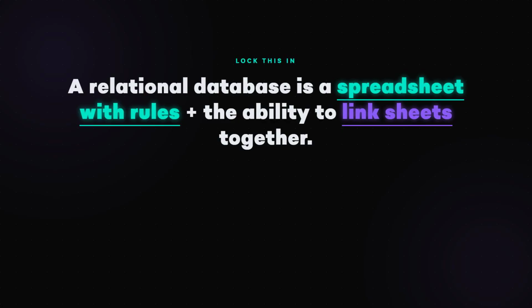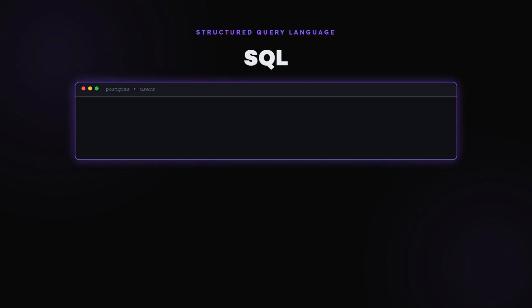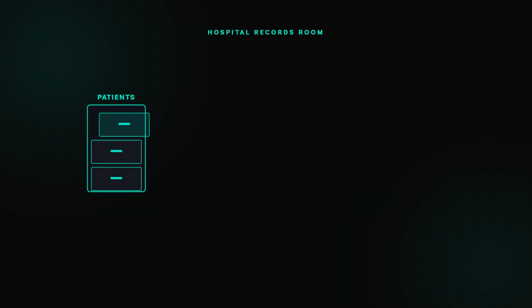Stick this in your brain forever. A relational database is a spreadsheet with rules plus the ability to link sheets together. Everything else is detail. The language you use to talk to it is called SQL, Structured Query Language. You write a query, you get rows back. That's the loop.